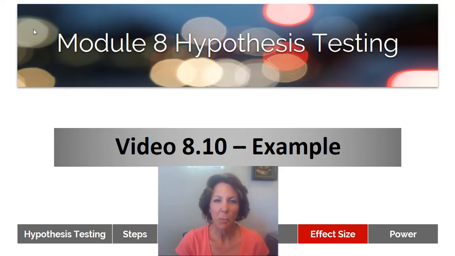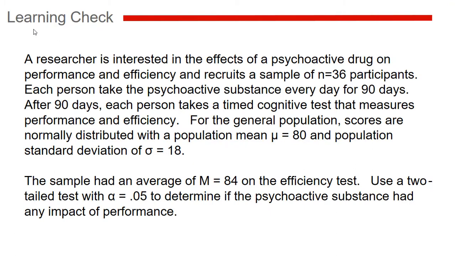In this video, we're going to practice with some new data. So let's take a look at it. A researcher is interested in the effects of a psychoactive drug on performance and efficiency and recruits a sample of 36 participants. Each person takes the psychoactive substance every day for 90 days. And after 90 days, each person takes a timed cognitive test that measures performance and efficiency.